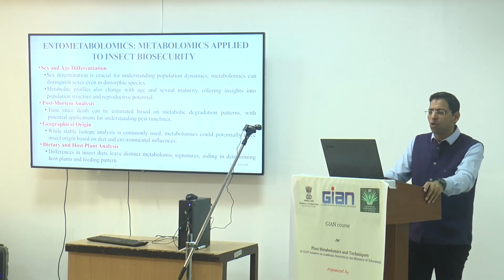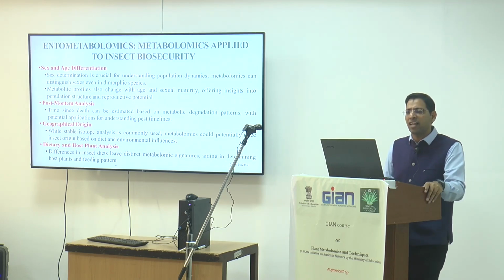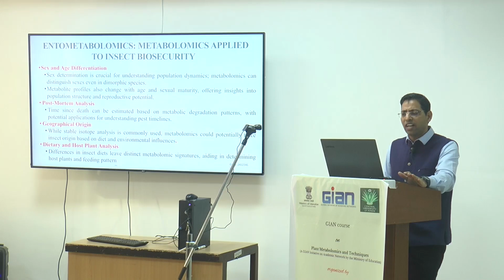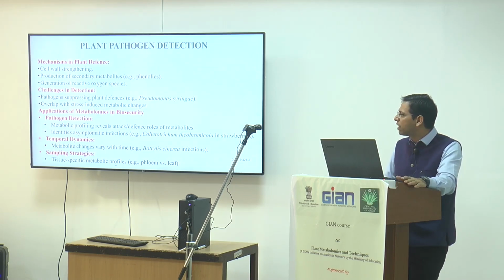The dietary and host-plant analysis is another area which is also considered in entometabolomics, that differences in insect diets give distinct metabolomic signatures, aiding in determining the host plant and the feeding pattern.